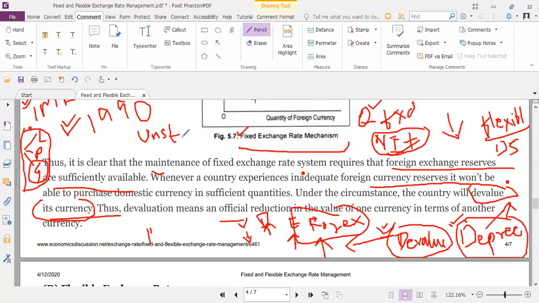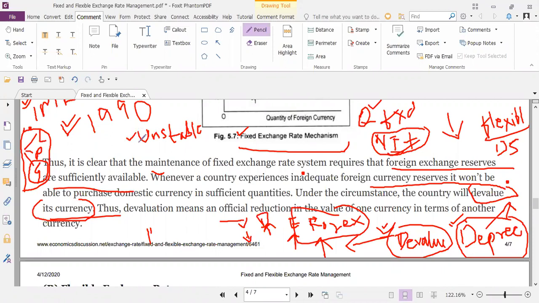Unstable is another name of flexible. In English, all of these have the same meaning, words different but meaning same. Flexible means the same; unstable means it is not stable, it keeps changing. Flexible also means it changes, right? So yeah, another name for flexible exchange rate is unstable exchange rate, that can also be said.